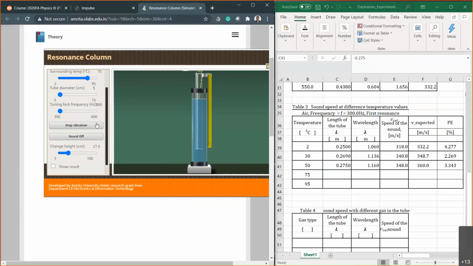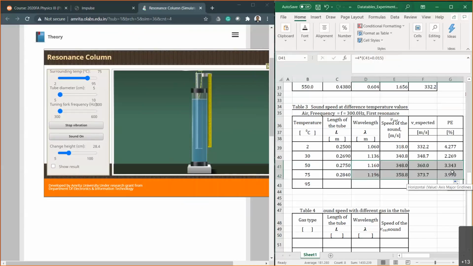75, sound on. Again, I'm going to use the slider here, okay? When I see the first maximum noise, I'm going to read that number, 0.284. Let's check quickly whether that's a reasonable answer. Yeah, error within the margin of 4%.